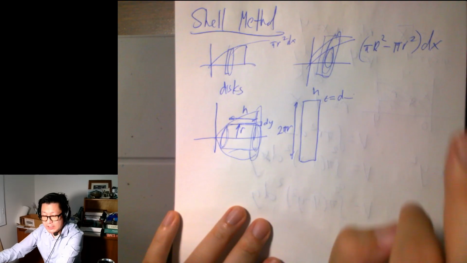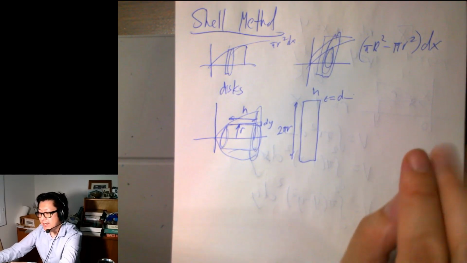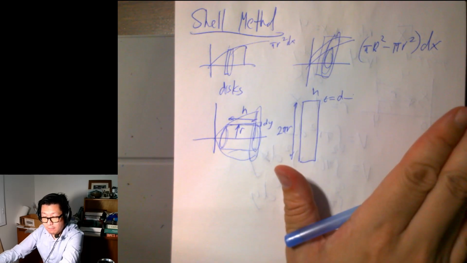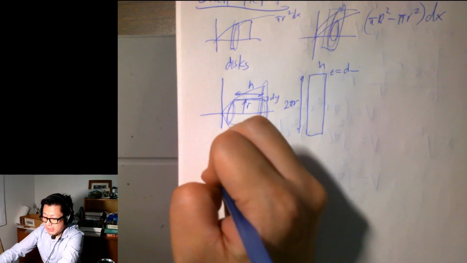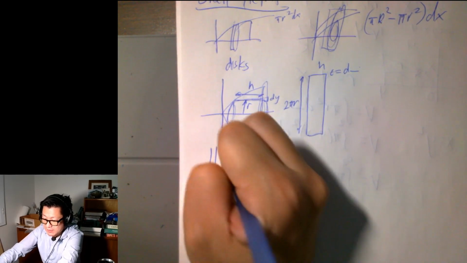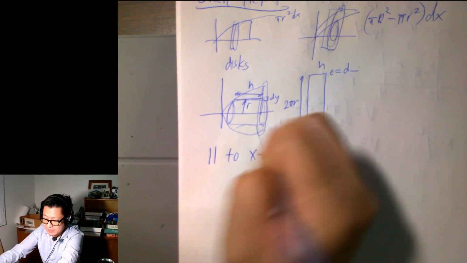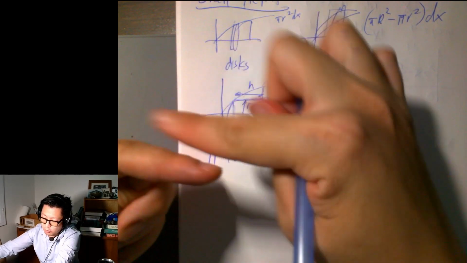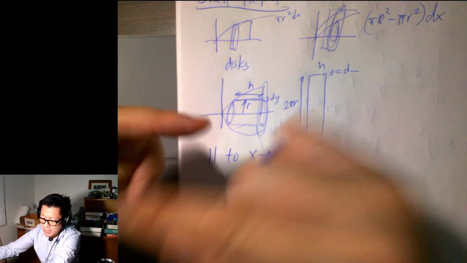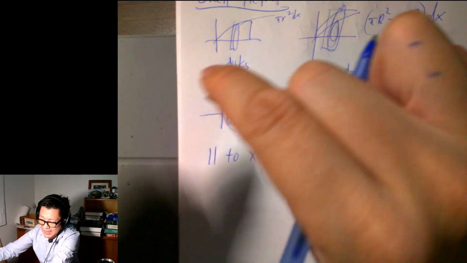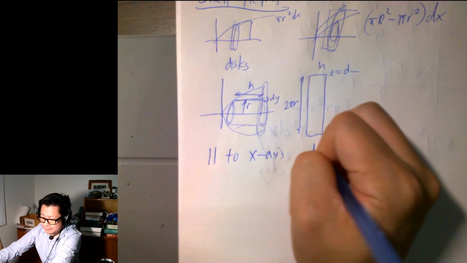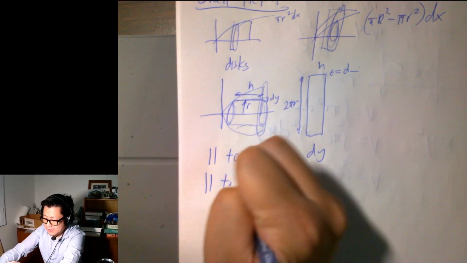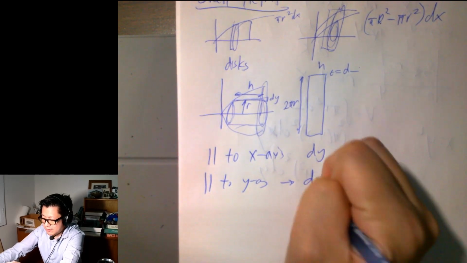Now, one of the things you do have to remember with shell method is that dx or dy is reverse of disk and washer method. Here, this was parallel to the x-axis, because of the way this rolls this way instead of is sliced this way, if we look at that edge on, that is a thickness dy. If it's parallel to the y-axis, we end up with dx.